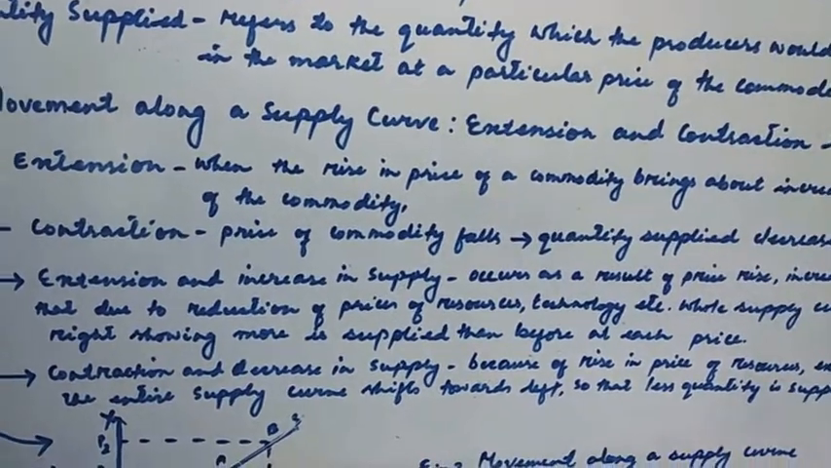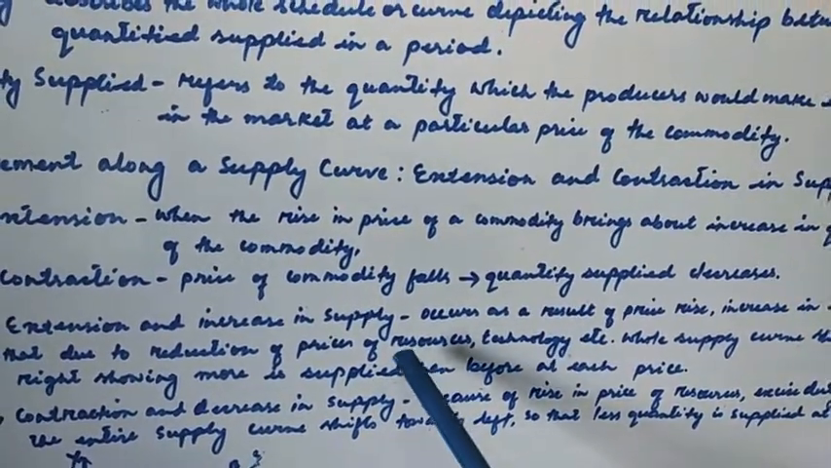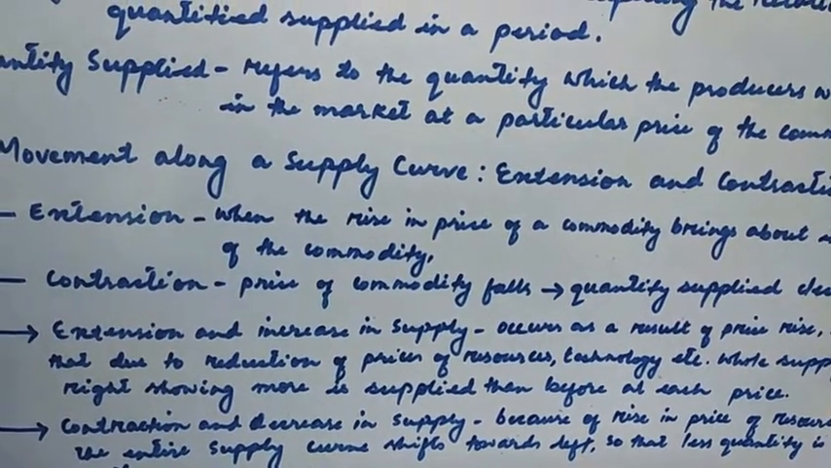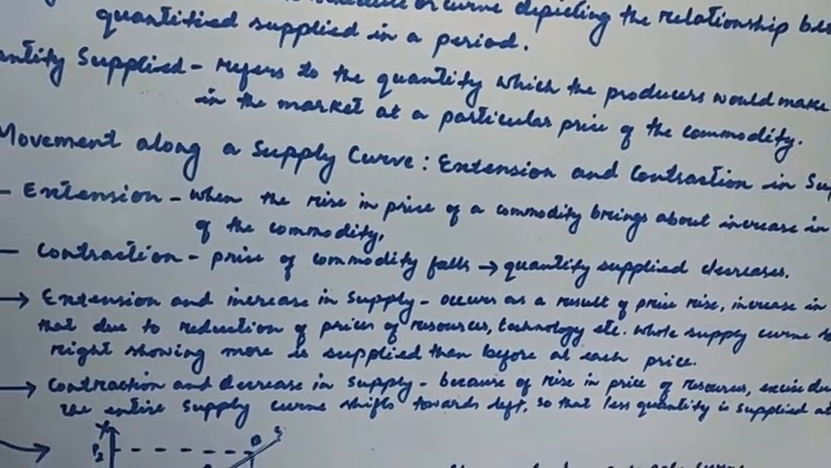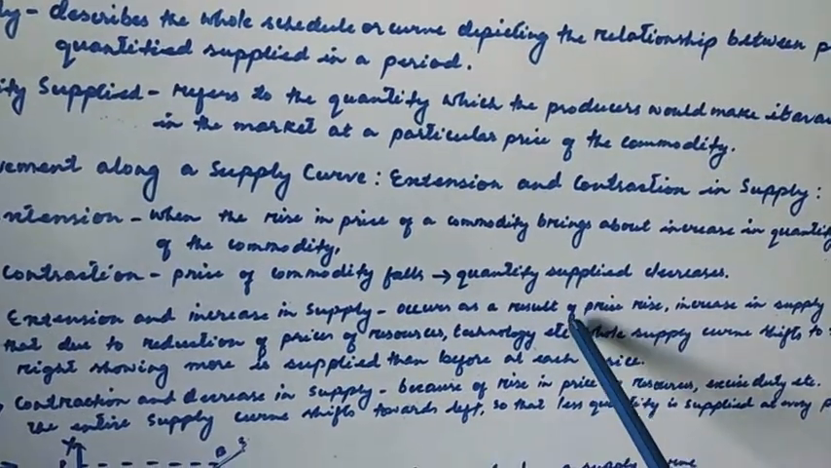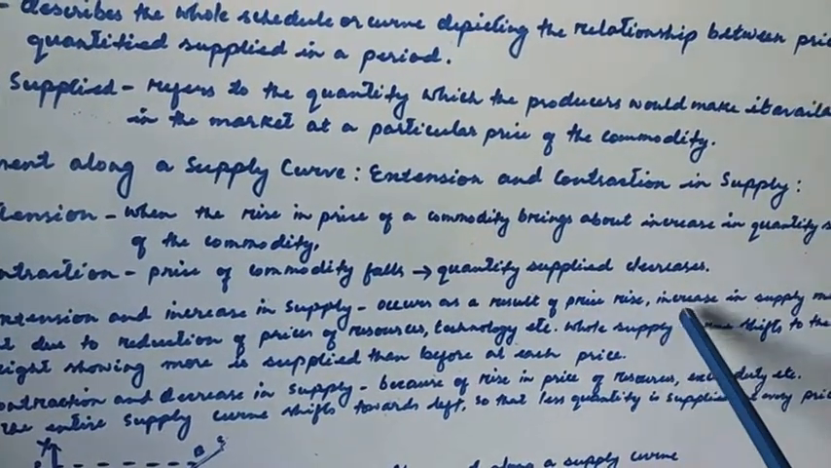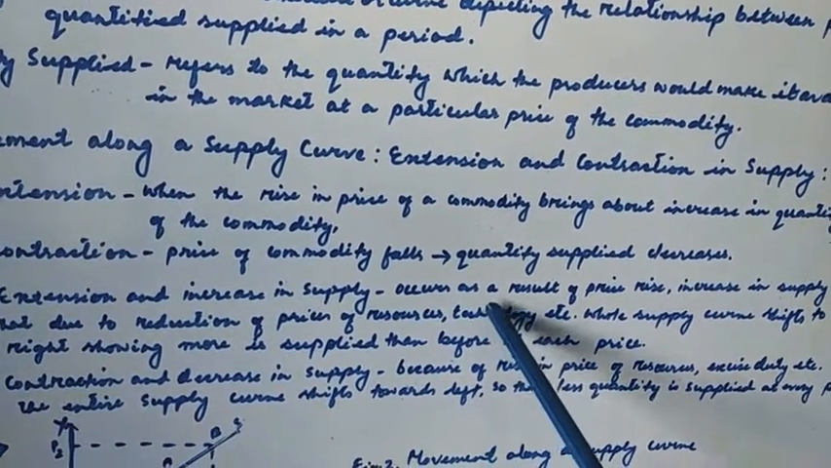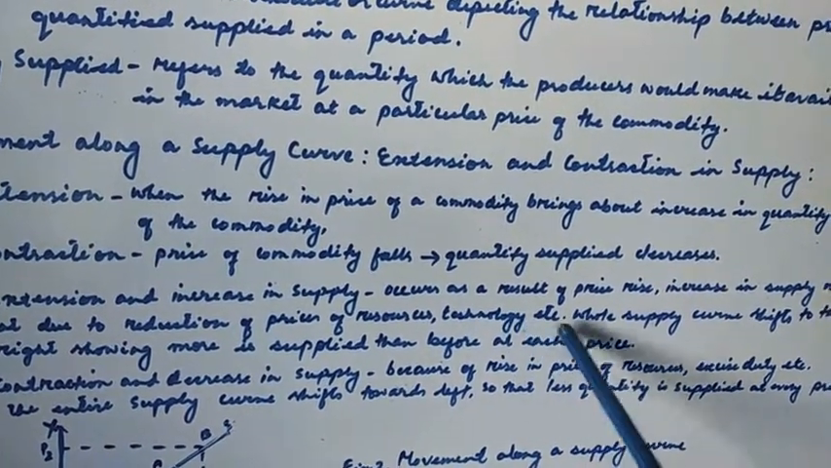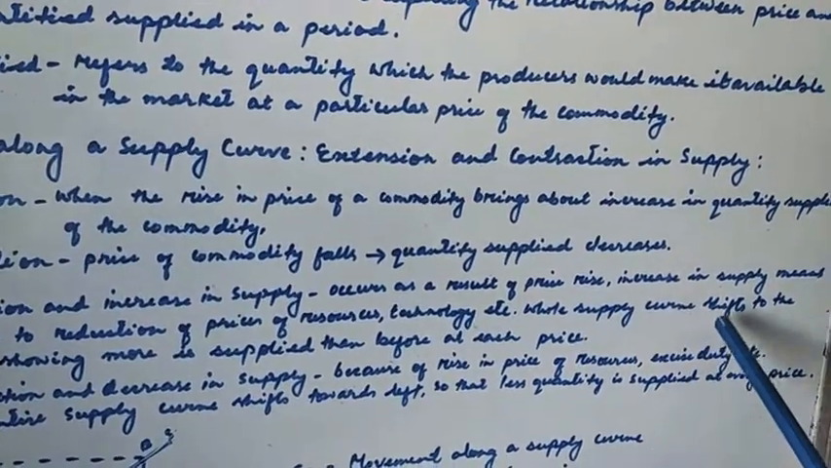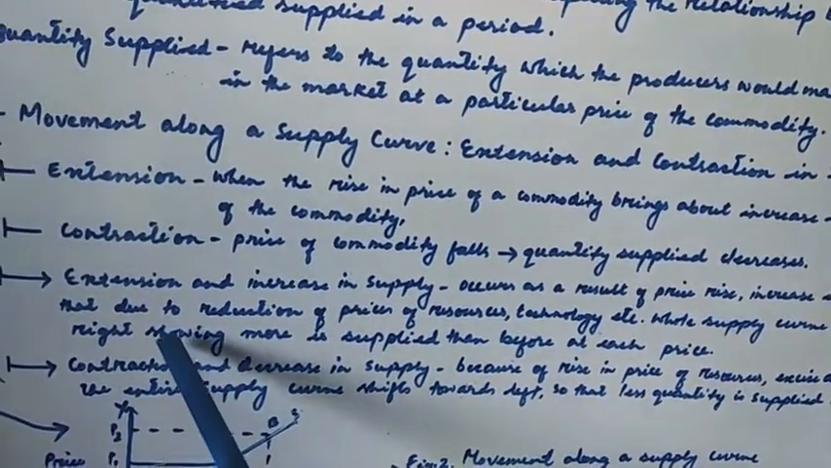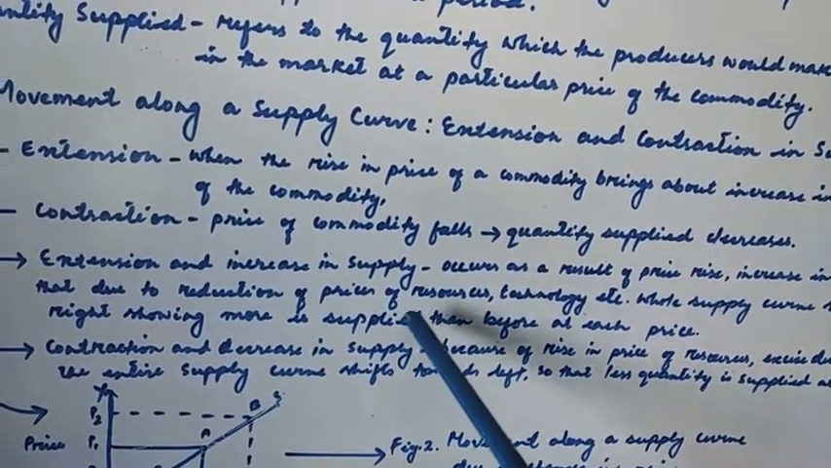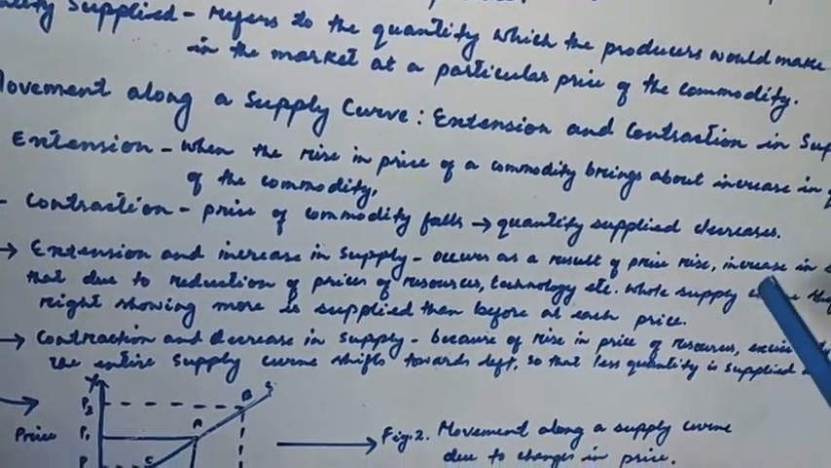But increase in supply, what does it mean? So increase in supply means that due to the reduction of prices of resources, and then advancement in the technology, etc., the whole supply curve shifts towards the right, showing more is supplied than before at its price.